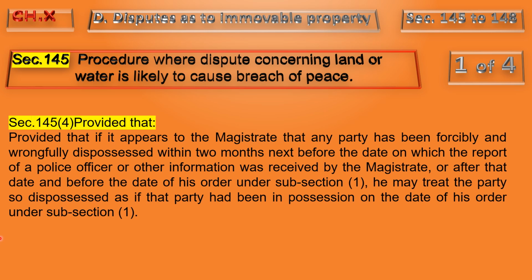If the party has been forcibly or wrongfully dispossessed, means he is not in possession of the property anymore within 2 months from the date of the report of the police, or before or after the orders of the magistrate, he will be considered to be in possession of the property, so that he can be fixed for his wrong. Subsection 5 of section 145.